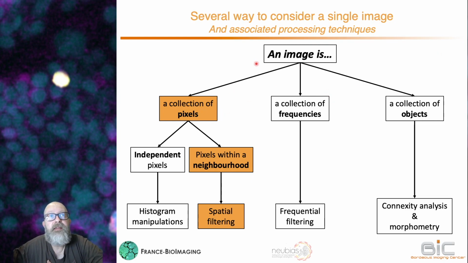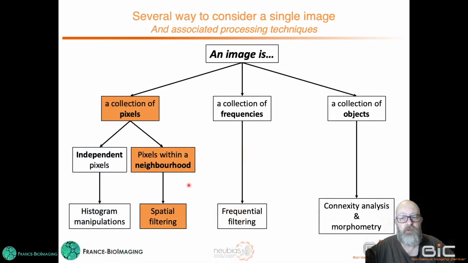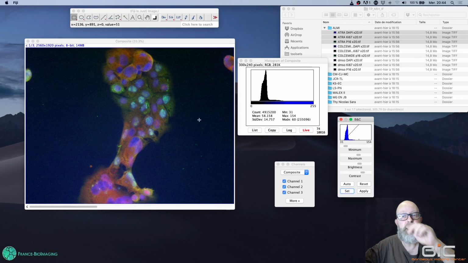So we've seen that an image is a collection of pixels, which is not new. And now we will see that pixels do have a certain neighborhood from which we can benefit to do some additional processing, such as spatial filtering. So why should we do some spatial filtering? Let's go back to Fiji.